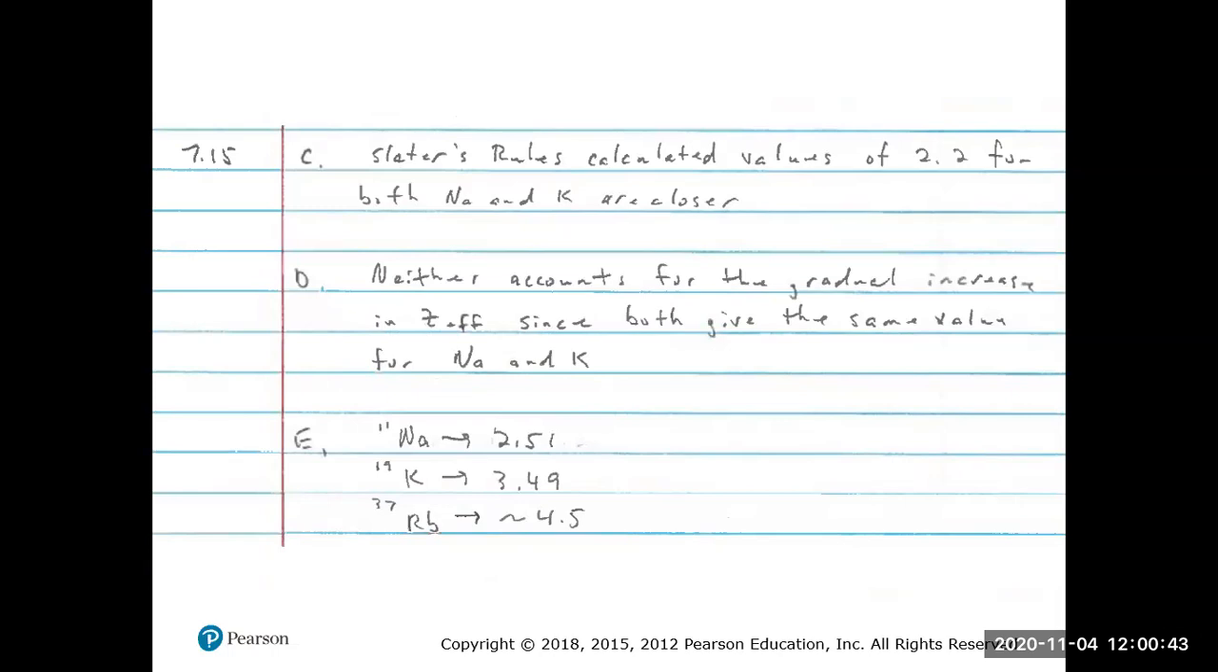D says, does either method of approximation account for the gradual increase in Z effective that occurs moving down a group? And no, it doesn't. Both of them gave the same value, even though our periodicity tells us that they should be slightly different.